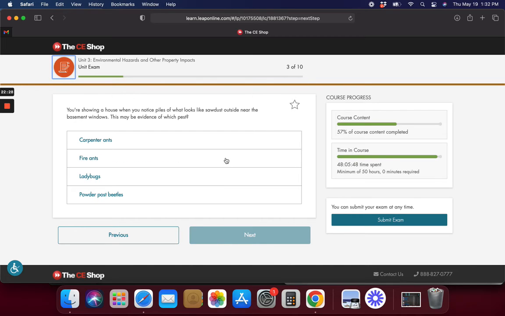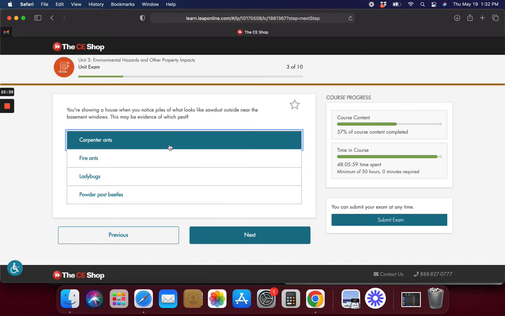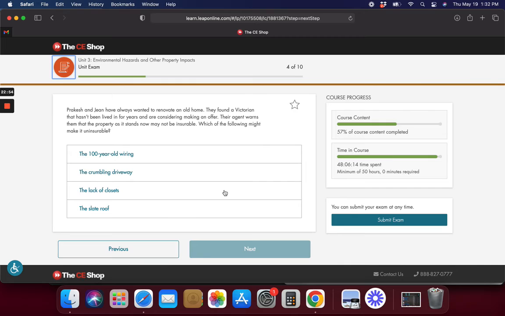Okay, you're showing a home when you notice piles of what looks like sawdust outside the basement windows. This might be evidence of what? Oh God, carpenter ants? I don't know if it's powder post beetles. I can't remember which one it is. Total guess there.